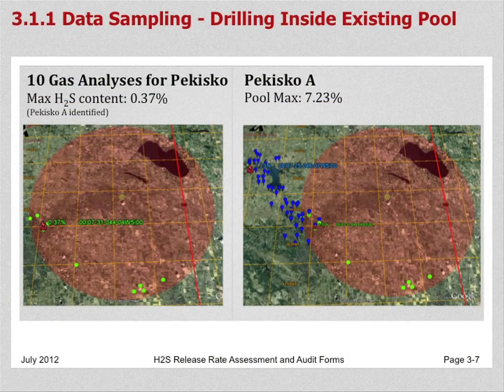Now, again, it's up to you to establish whether or not Pekisko A is geologically analogous. If you can prove that Pekisko A is not relevant, then that would be your decision, and you can knock out these blue sample points that you see here.